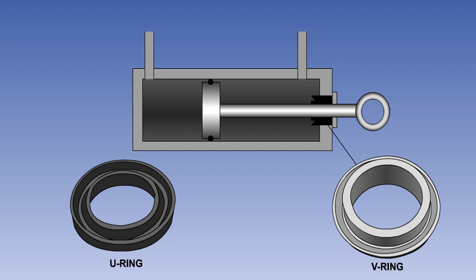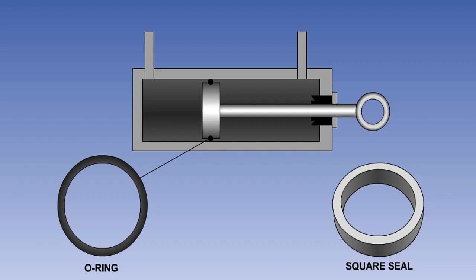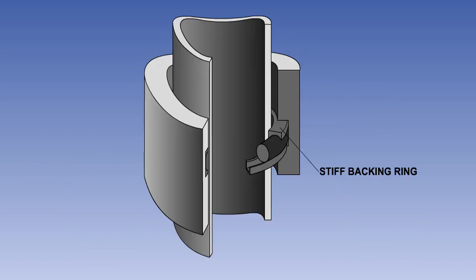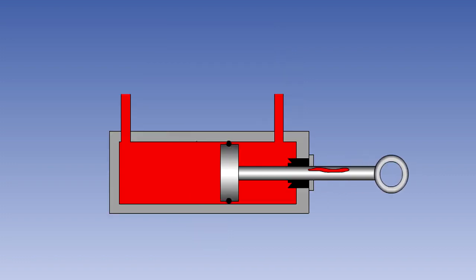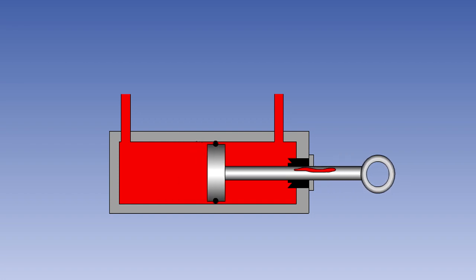U and V-ring seals are effective in one direction only, but O-rings and square section seals are often used where pressure is applied in either direction. Where high pressures are used, an O-ring is normally fitted with a stiff backing ring, which retains the shape of the seal and prevents it from being squeezed between the two moving surfaces. Dynamic seals require lubrication to remain effective, and wetting of the bearing surface, or a slight seepage from the seals, is normally acceptable.